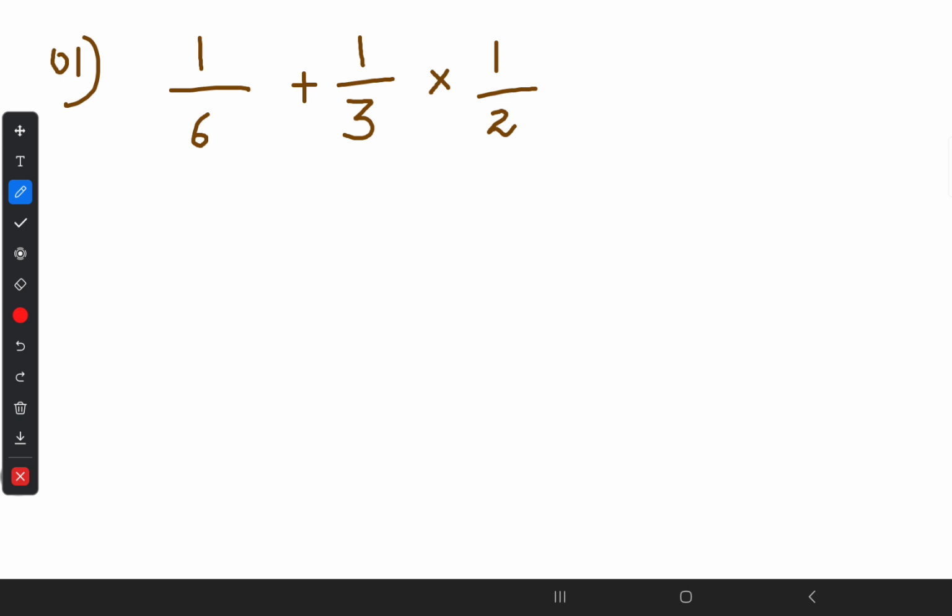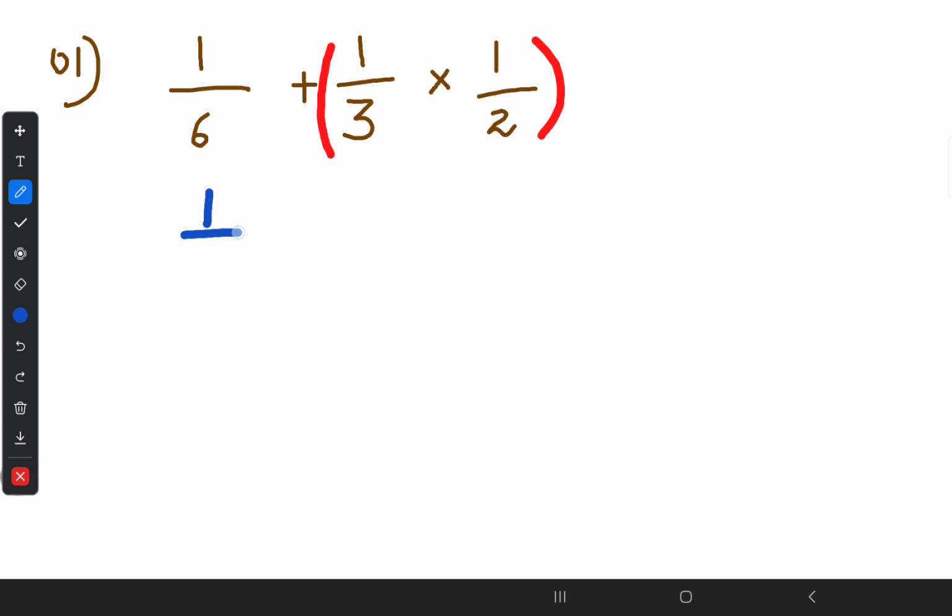According to BODMAS, bracket, of, division, multiplication. Amongst these two, you should be concerned about the multiplication. In this question, there are no brackets, so we have to put a pair of brackets to indicate that we have to do this operation first. Amongst these two operations, our priority belongs to this multiplication. Then after, you can do that operation first.